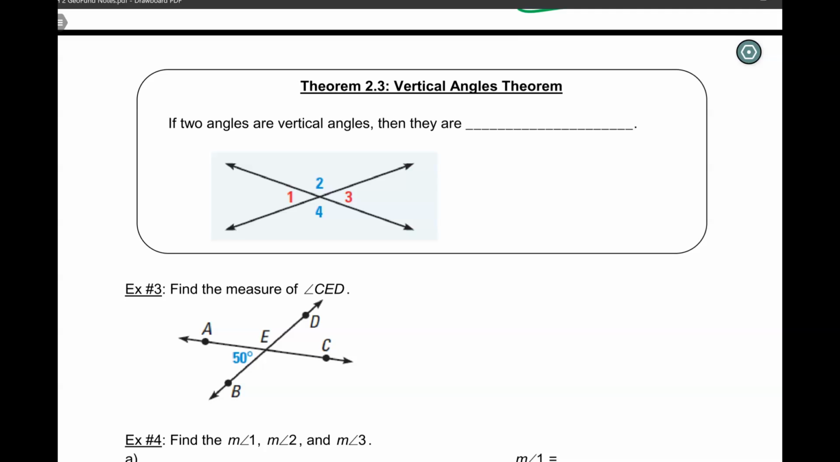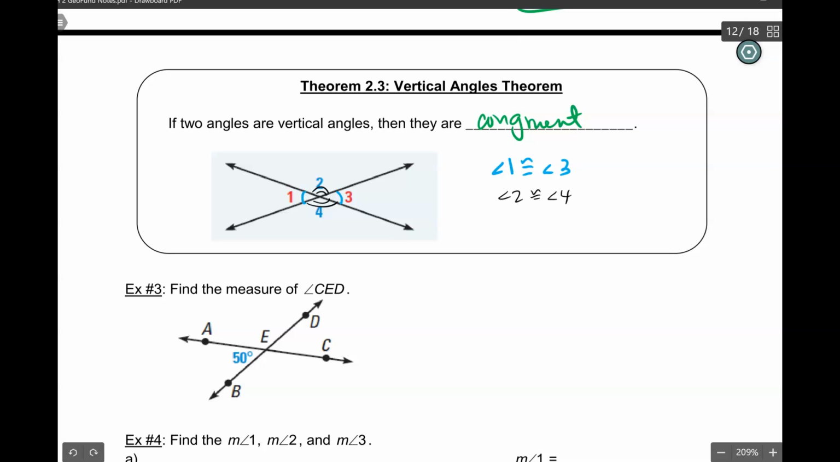All right, vertical angle theorem. If two angles are vertical angles, then they're going to be congruent. So as long as I have two angles across from each other, when I have two intersecting lines, they're going to be congruent. So I can say angle 1 is congruent to angle 3. And then I can say angle 2 and angle 4 are congruent.